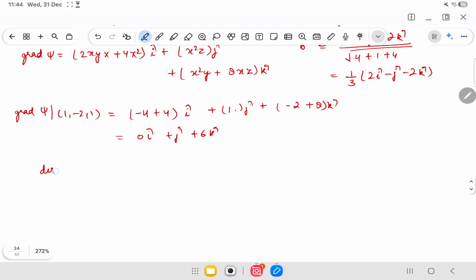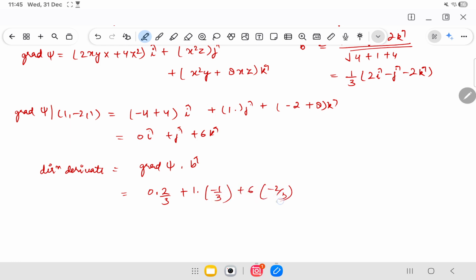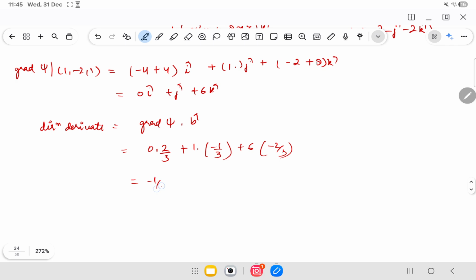So the directional derivative will be equal to the dot product of grad psi with b cap, which is basically 0 times 2 by 3 plus 1 times minus 1 by 3 plus 6 times minus 2 by 3, which simplifies to minus 1 by 3 minus 12 by 3, that is minus 13 by 3.